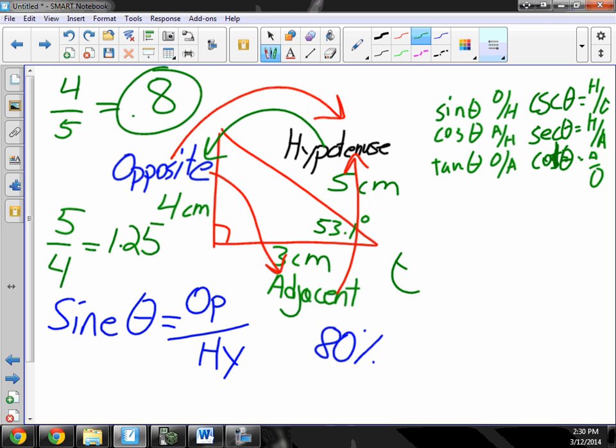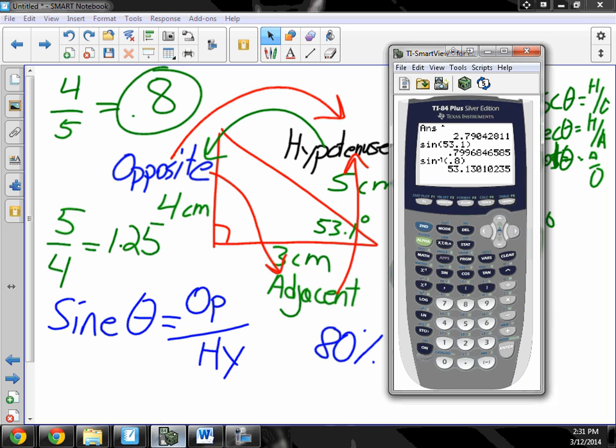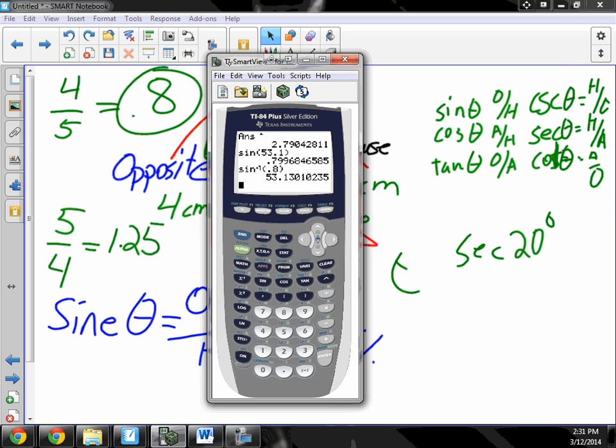So if I wanted to know what the secant of 20 degrees is, how would I find that? Well, there is no secant button on your calculator. Not inverse, reciprocal. So here's one way to do it. It's the reciprocal of cosine. 1 divided by the cosine of 20.